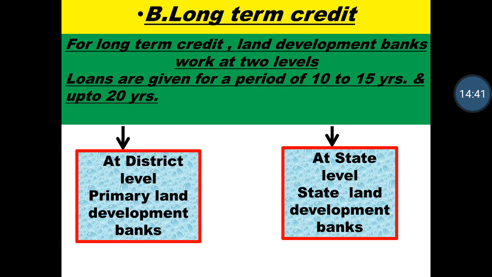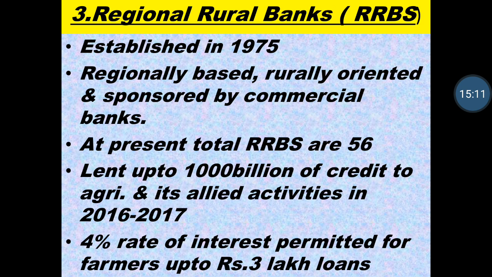As I told you, long-term credit banks work at two levels, that is, at district level and state level. At district level, it is known as the primary land development bank, and at state level, it is known as the state land development bank. So at a district level, primary land development banks are providing facility district-wise. And at state level, state land development banks are providing facility at a state level. Next is the regional rural bank, that is called RRBs.